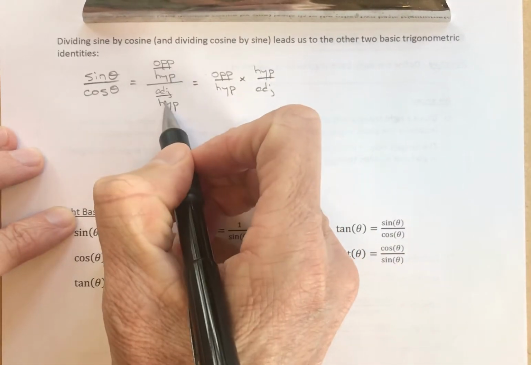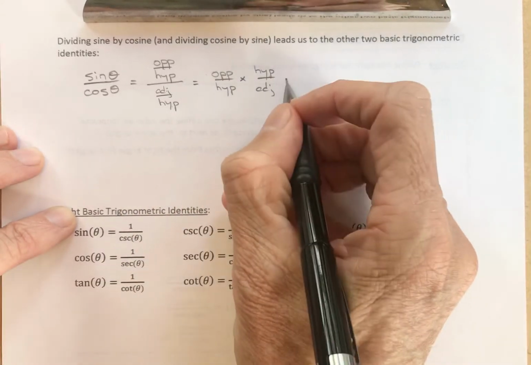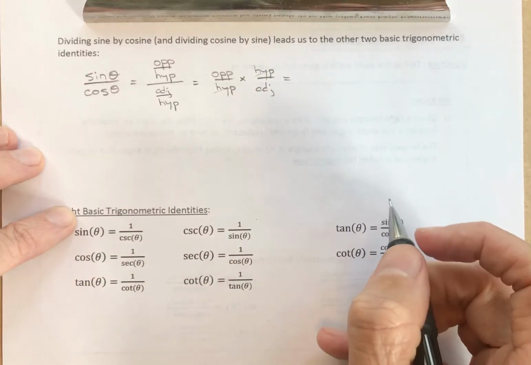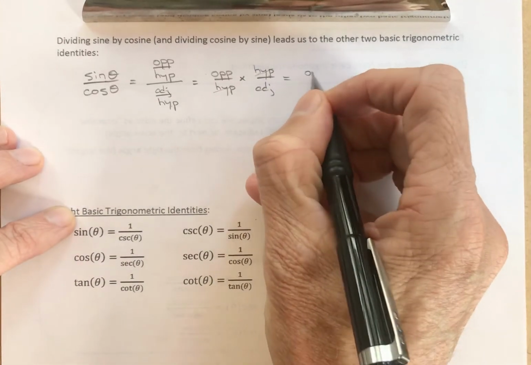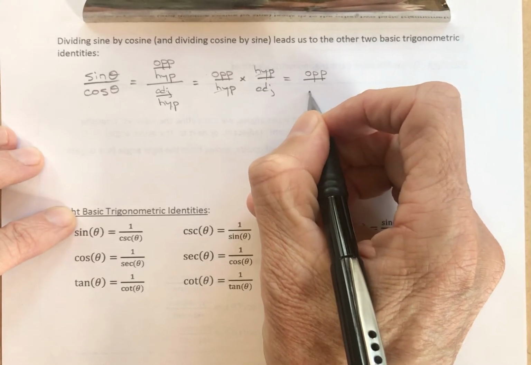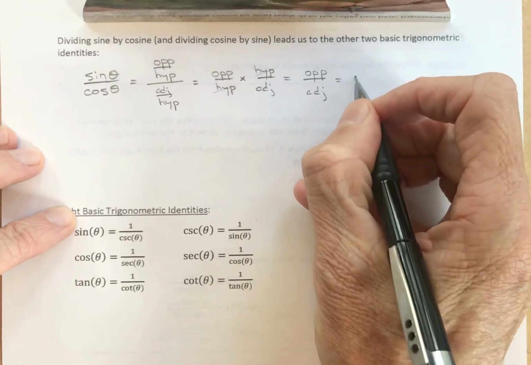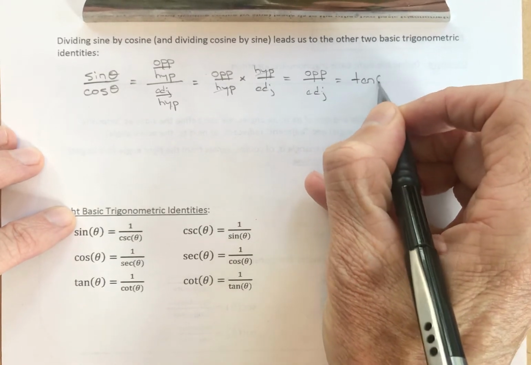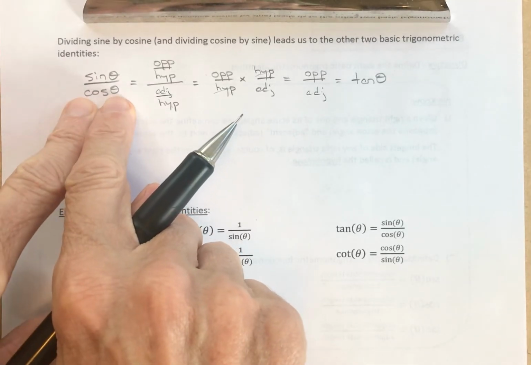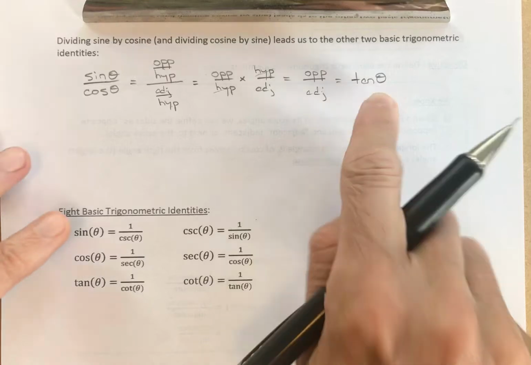Again, division is multiplication by the reciprocal. You can see here that we have hypotenuse, and hypotenuse is a common factor. And so this will tell us that this is equal to opposite over adjacent. And we know that opposite over adjacent is the definition of the tangent function. So the sine divided by the cosine is equal to the tangent.